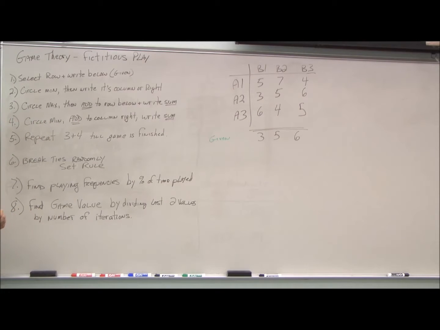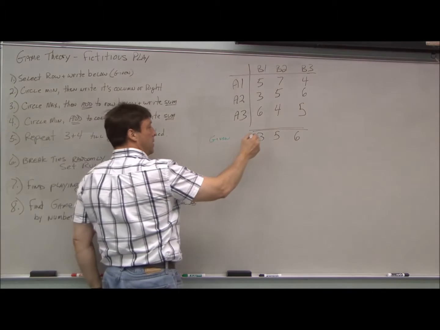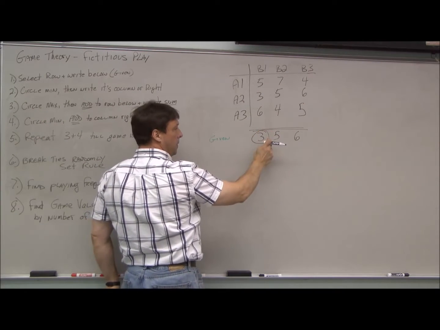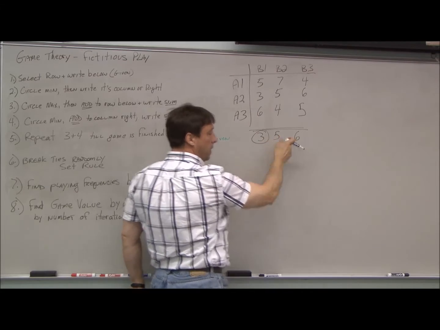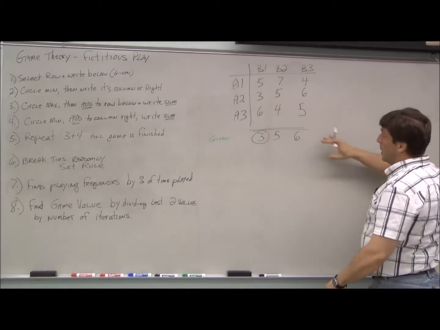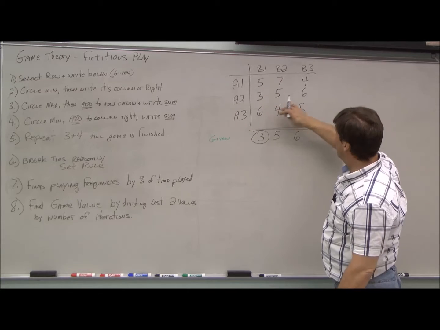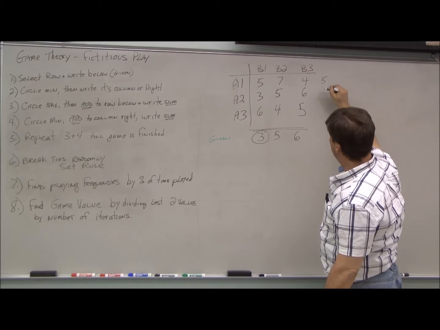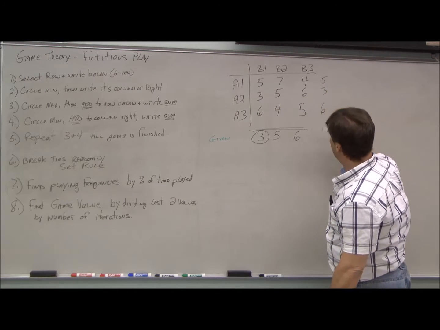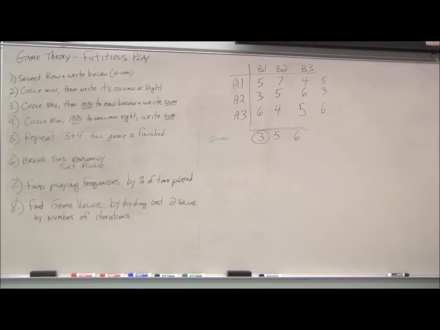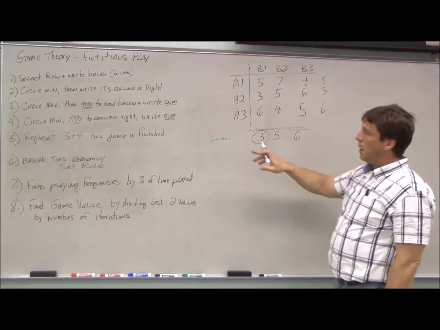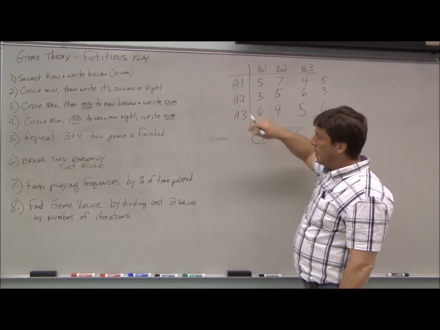All right, so then what we do is circle the minimum and write its column to the right. So the minimum is 3, because 3 is less than 5 and less than 6. Its column is B1 here. So we write B1 to the right. All right, so that's 1 and 2.